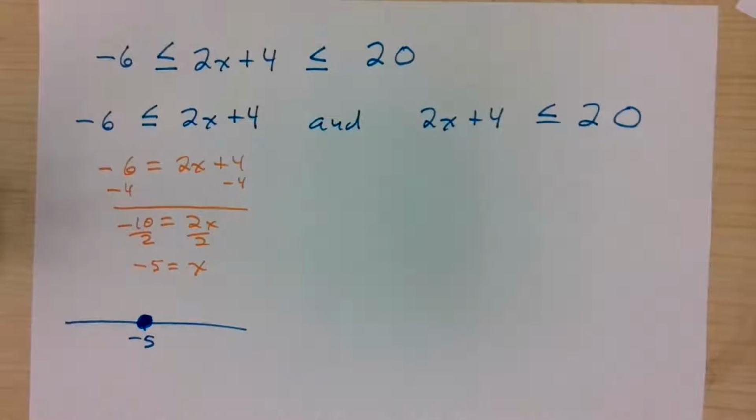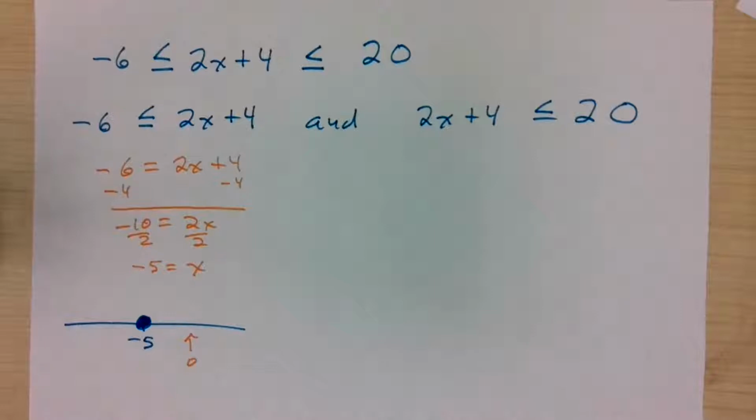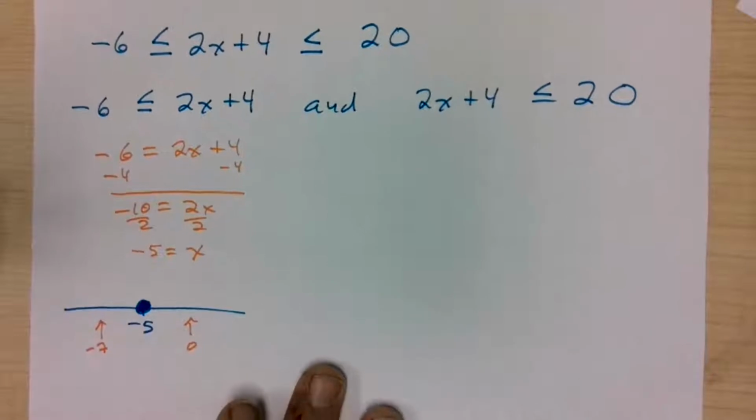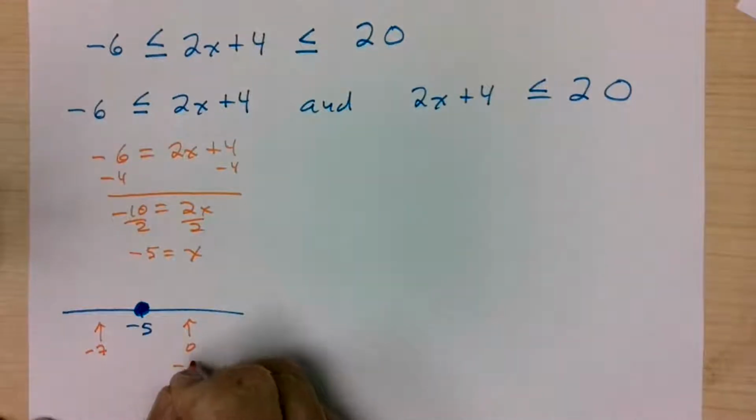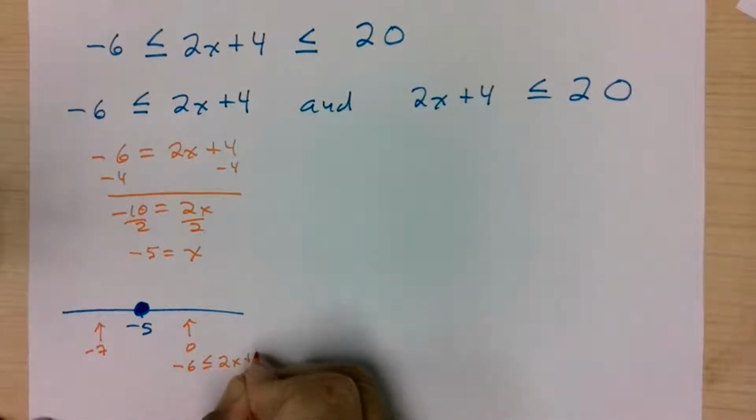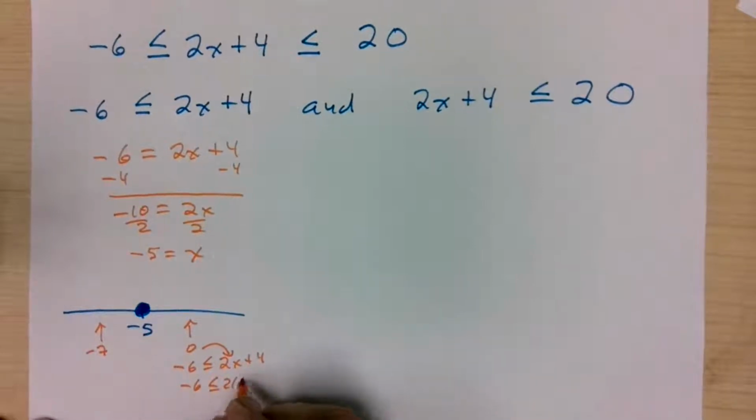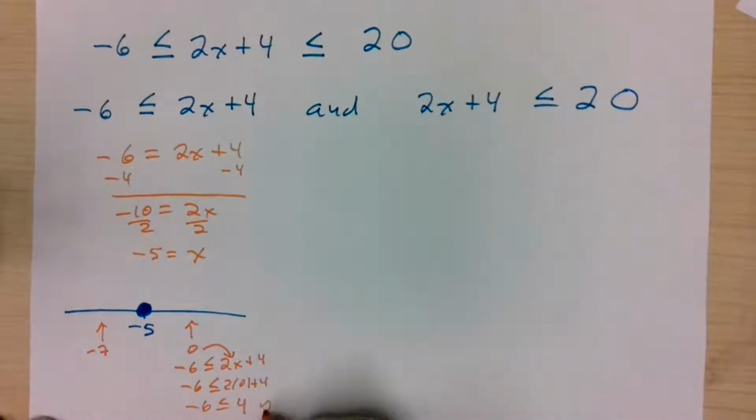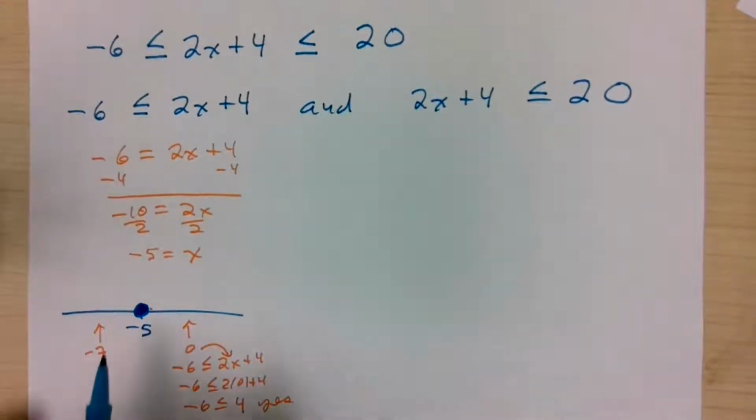We want to try something on both sides. To the right of a negative number is a positive number. My favorite non-negative number is 0. To the left of -5, I don't know, maybe -7. I always like to test 0 first. So let's test 0. -6 less than or equal to 2x plus 4. Plugging in 0, I get -6 less than or equal to 2 times 0 plus 4. -6 less than or equal to 4. That's yes. So I shade this way on this graph to the right.